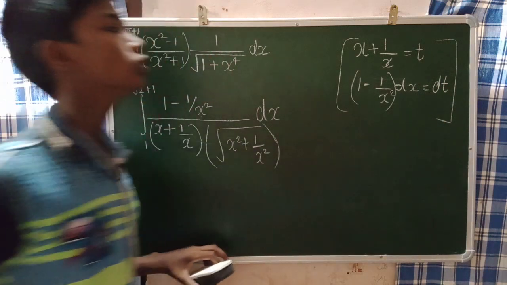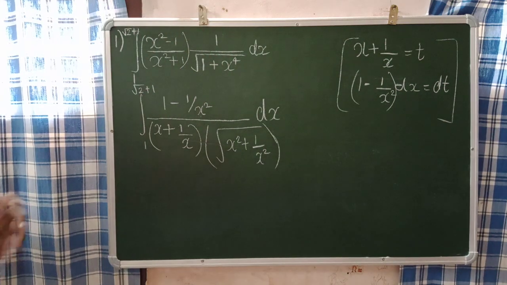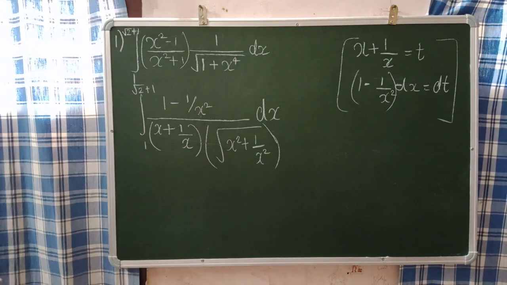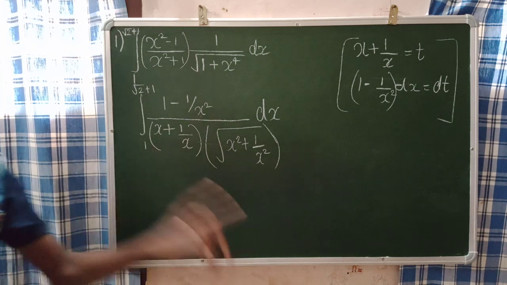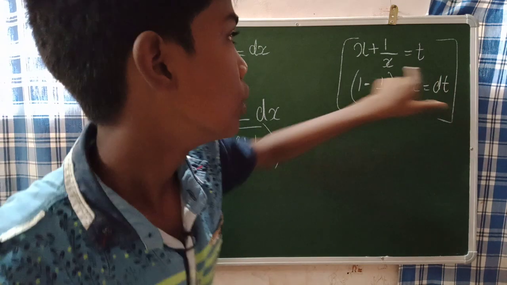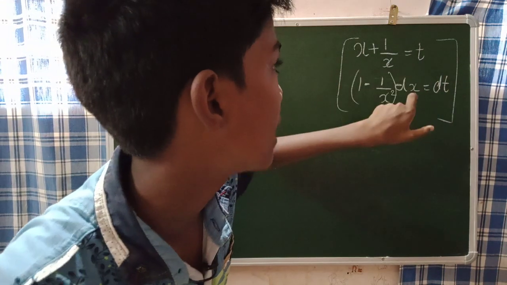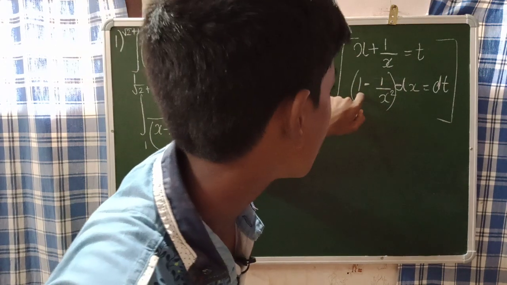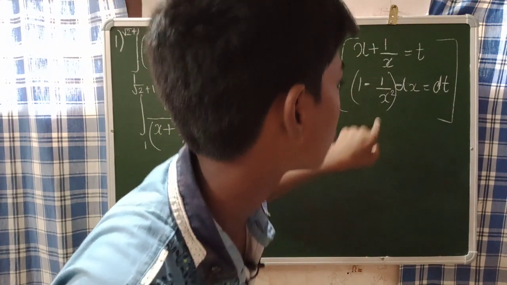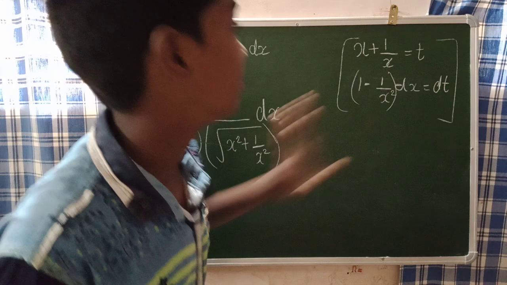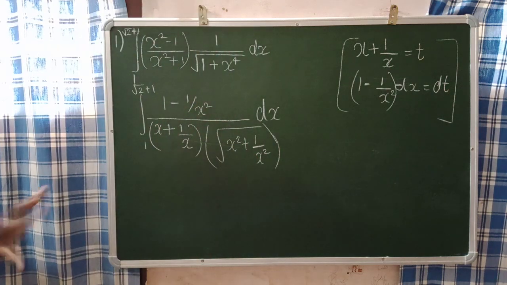When you take your x plus 1 by x as t, then 1 minus 1 by x square of dx will be equal to dt, because we know that your dt is nothing but the differentiation of t's value. The differentiation of x plus 1 by x is what? So derivative of x is 1, derivative of 1 by x is minus 1 by x square of dx, and that will give us dt. This is the substitution I am taking now.